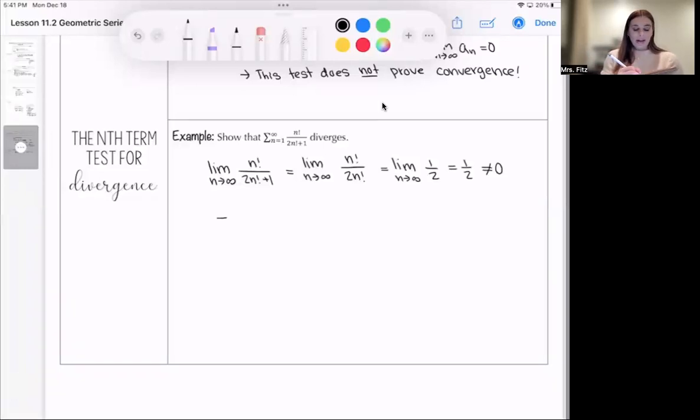Okay, so therefore, the sum from n equals 1 to infinity of n factorial over 2n factorial plus 1 diverges by the nth term test, or NTT.